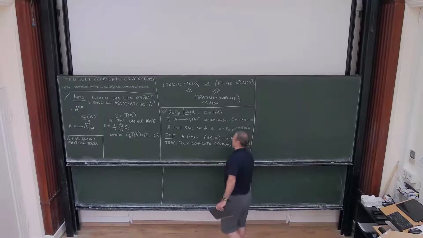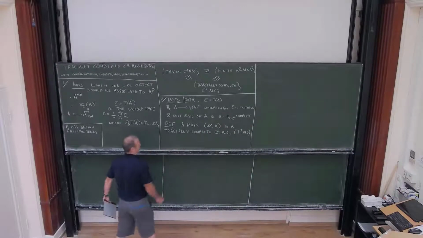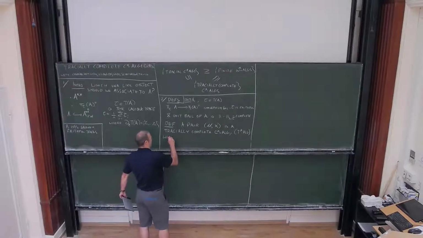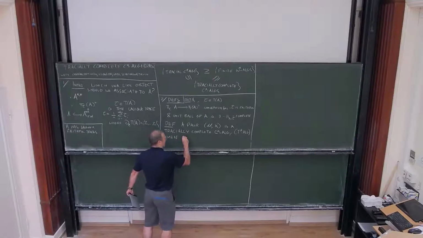So the pair (M, X) is a tracially complete C-star algebra when a few things hold. So firstly, what's X?